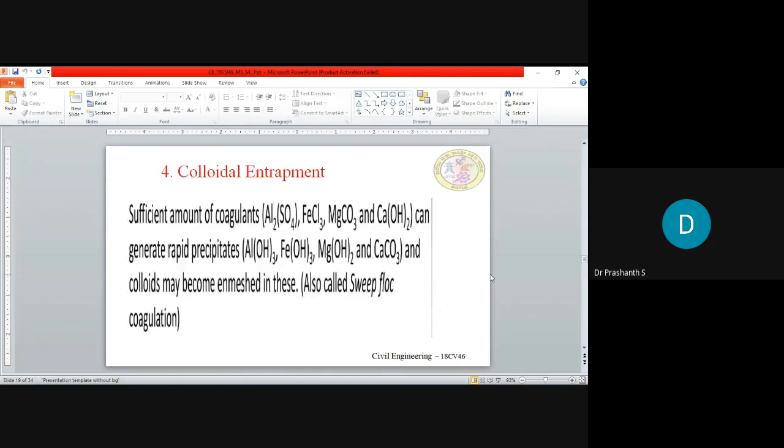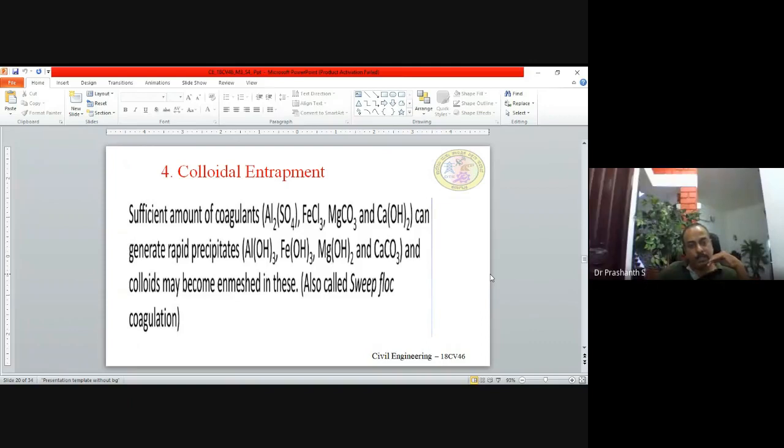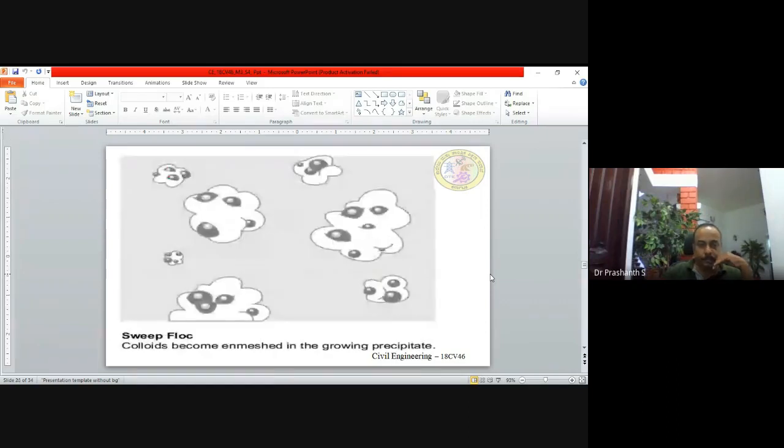And the fourth one is colloidal entrapment. What is this? When sufficient amounts of coagulants like aluminum sulfate, ferric chloride, and magnesium carbonate are added, they can generate rapid precipitates, and colloidal particles may become enmeshed in these. They get enmeshed, and the settling takes place, which is called colloidal entrapment. The colloids become enmeshed in the growing precipitate.